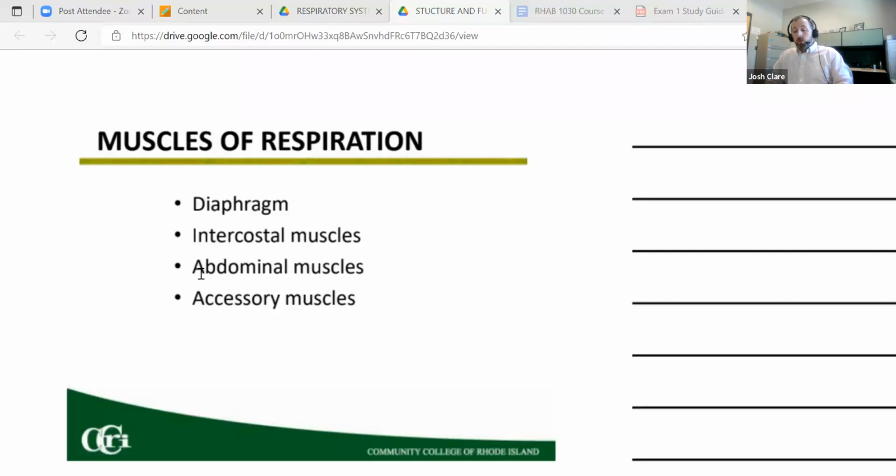Now, exhaling is normally passive. So the diaphragm contracts, creates a negative pressure, brings the air in. Once the diaphragm relaxes, that air gets expelled out.